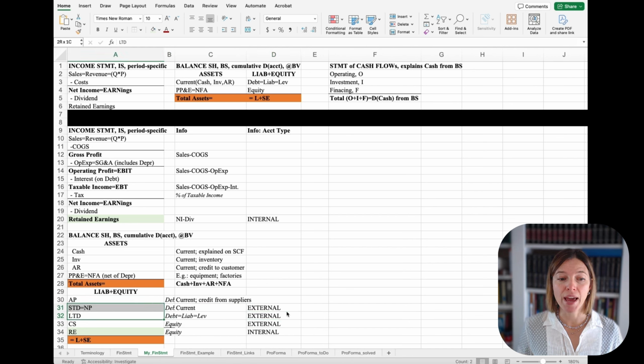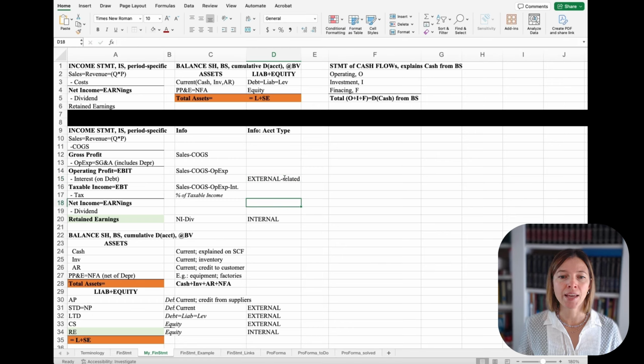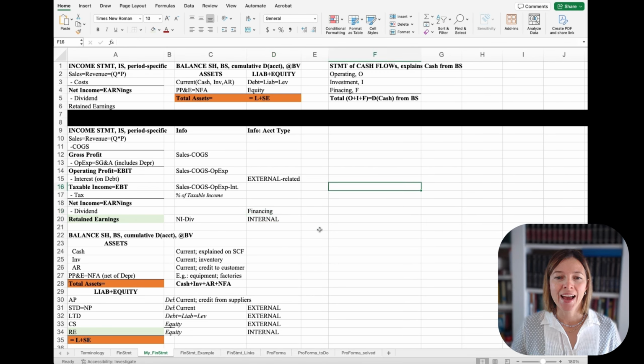Because interest is paid on short-term debt, interest is actually an account that is related to external financing. So we'll go ahead and say here external related. Another account that's related to external financing is a dividend. And we can go ahead and call it just a financing account for now and come back to it in a moment. We have figured out internal financing accounts, retained earnings, and external financing accounts, short-term debt, long-term debt, and common stock.